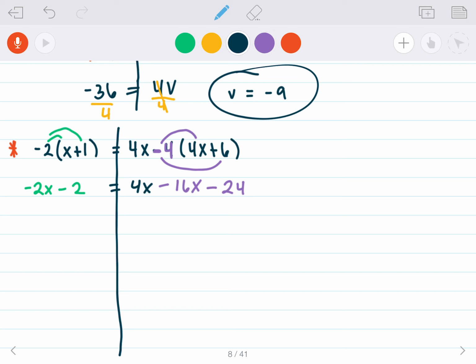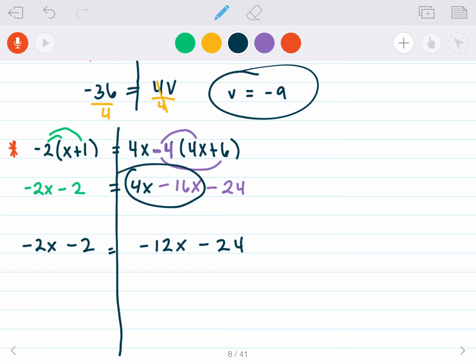Step 2 says if you have like terms on the same side, go ahead and combine them, make your life easier. On the left side, I do not have like terms. On the right side, I do. 4x and negative 16x. So 4x minus 16x is negative 12x. So those combine. So step 2 is complete.